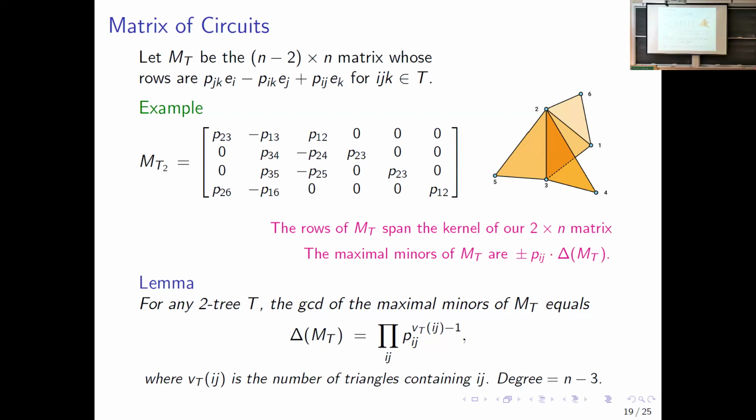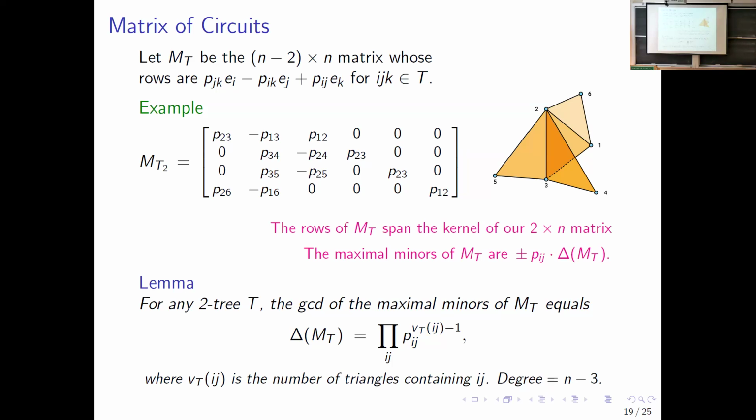Okay? Now, because that is so, it turns out the maximal minors of this co-circuit matrix, the minor that you get by deleting column i and column j, is up to sign p_ij times some global delta, and this global delta is a polynomial. It's the GCD, the greatest common divisor of all the maximal minors. Okay, and this is going to be very interesting.